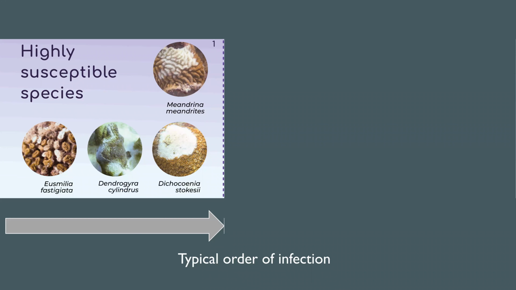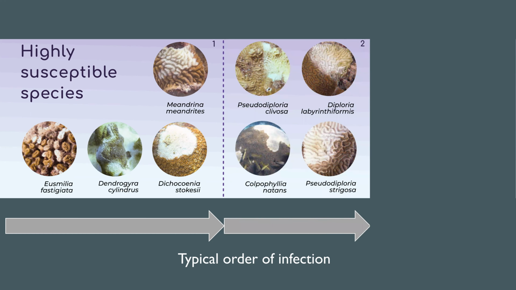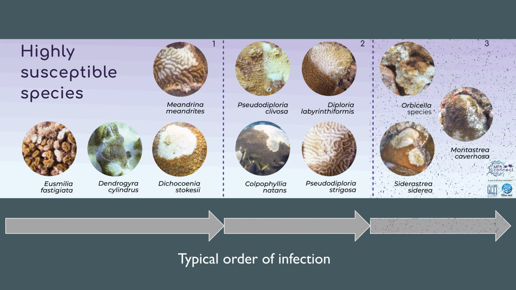However, this disease doesn't affect all species of scleractinian corals equally. In this diagram, susceptibility is differentiated into hierarchical categories distinguished by the typical order of infection. On the left are the highly susceptible species, in which we anticipate showing signs of disease first, followed by the intermediately susceptible species, which includes the brain corals, and the moderately susceptible species, which includes the boulder and mounding corals.